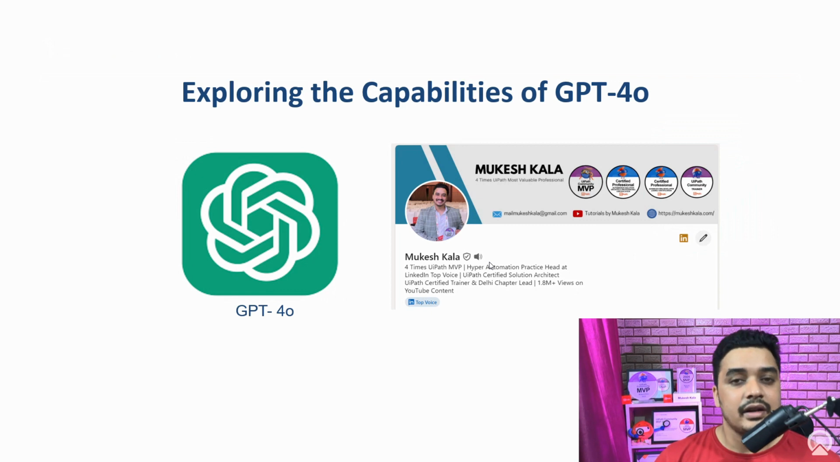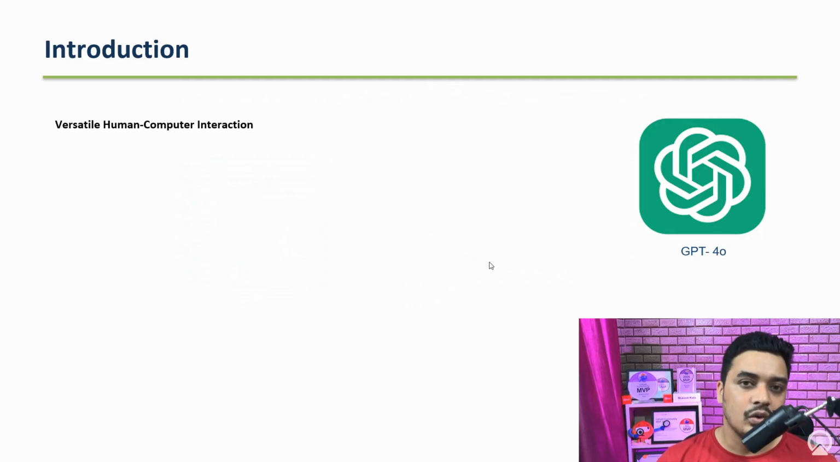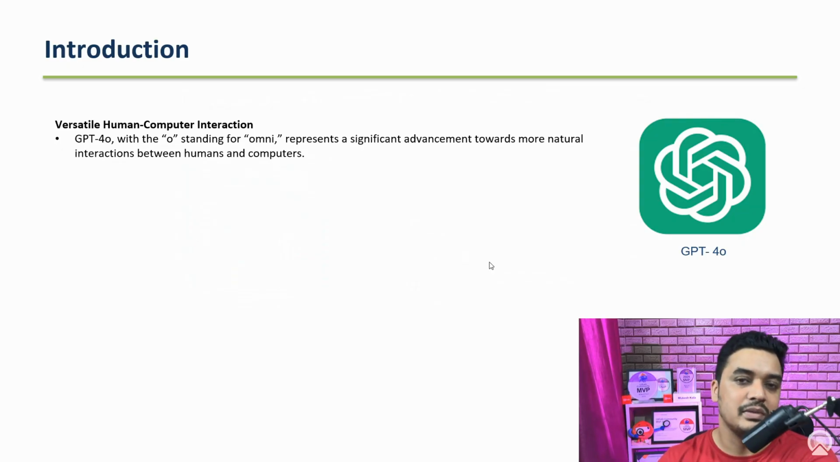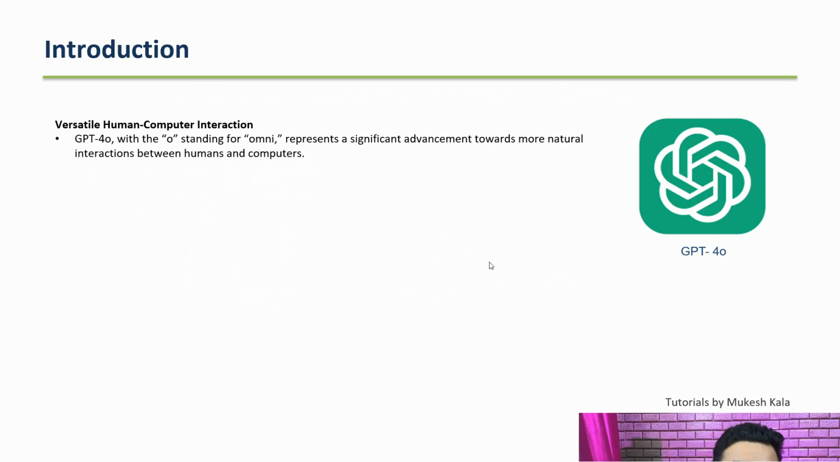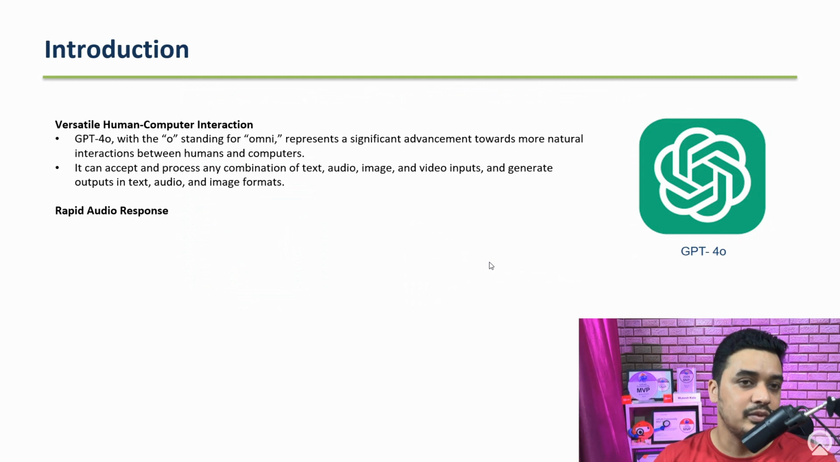Okay, so let's get started by having a quick introduction about what exactly is this GPT-4o. Whenever I talk about GPT-4o, the O in GPT-4o simply means the word omni, which represents a significant advancement in the interaction between machines and humans. GPT-4o can accept any kind of data. It can be in the form of text, image, video, or even audio, or all of them together can be a part of a single input.